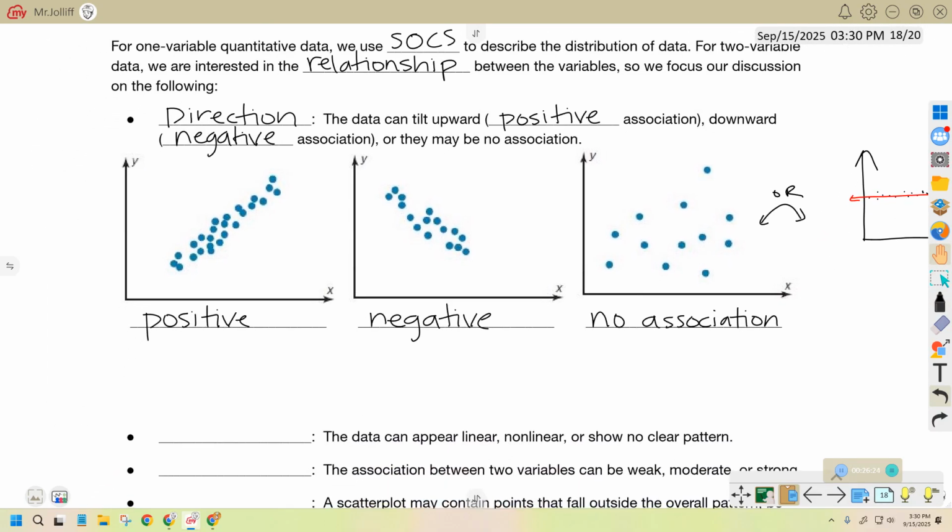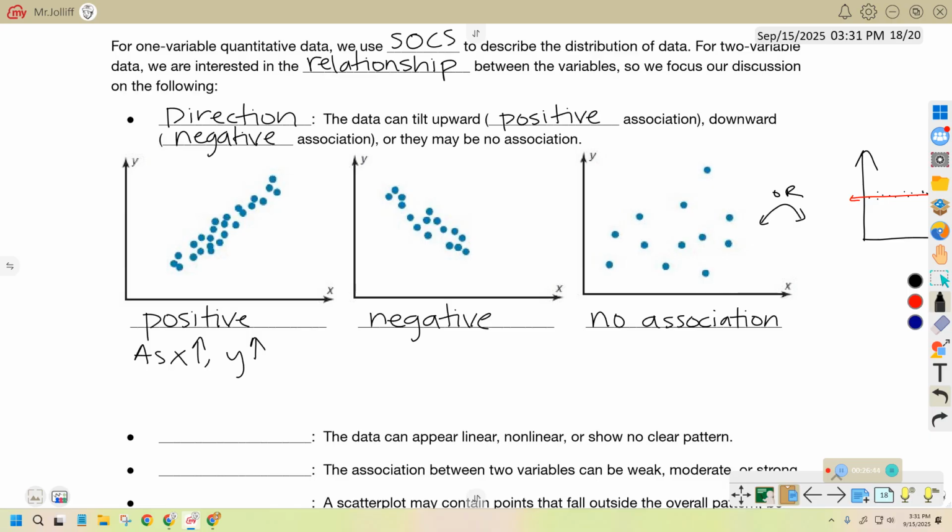For the first two graphs, with a positive association, as x increases, what happens to y? It also increases. Very good. These guys change together. One goes up, one goes down. Or one goes up, the other goes up. One goes down, the other goes down.